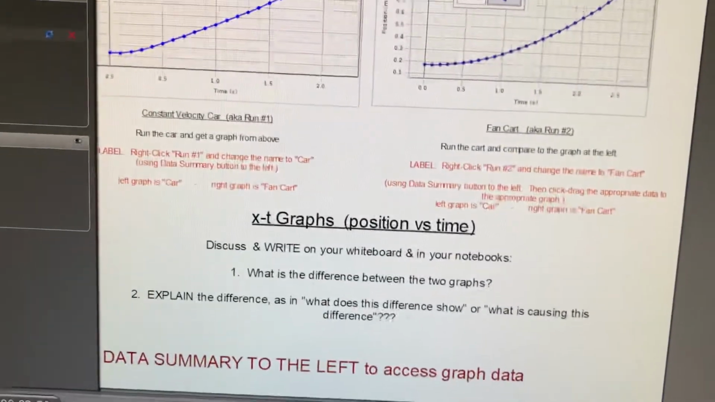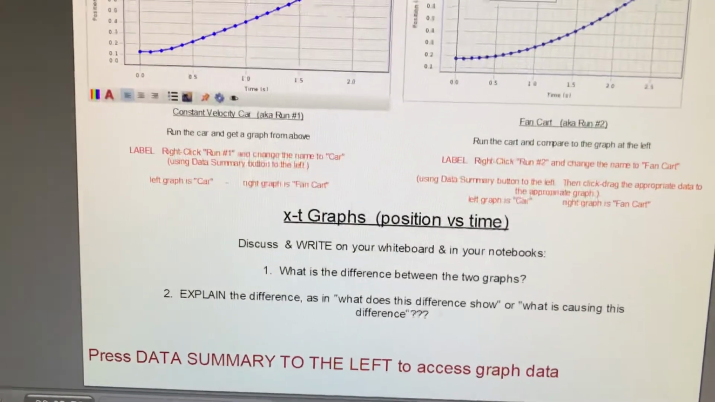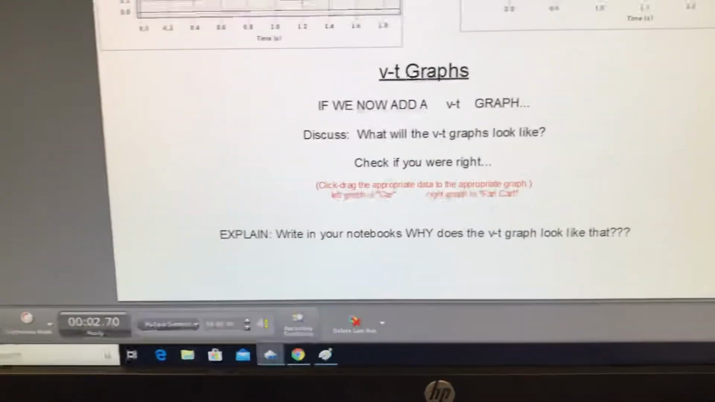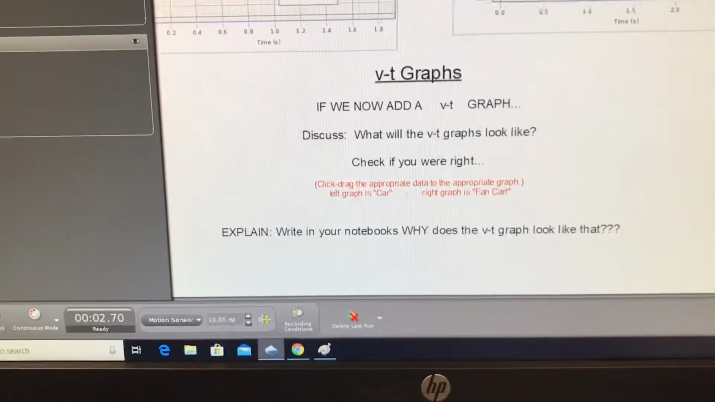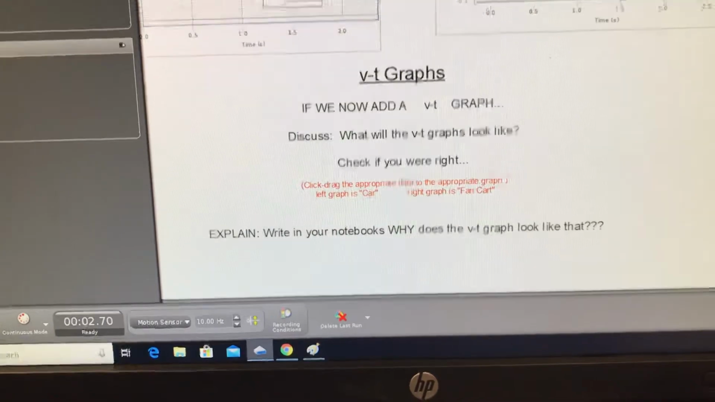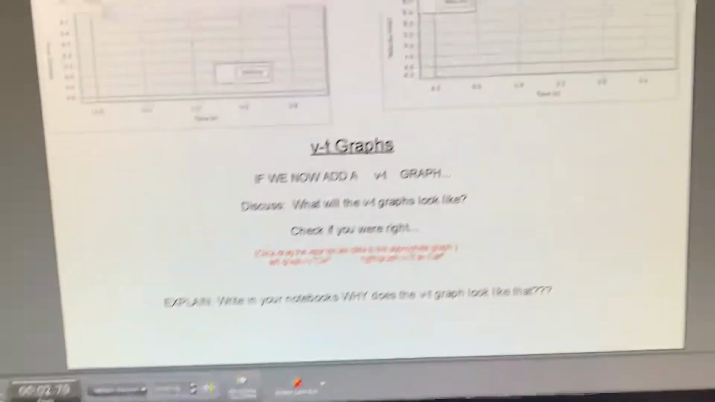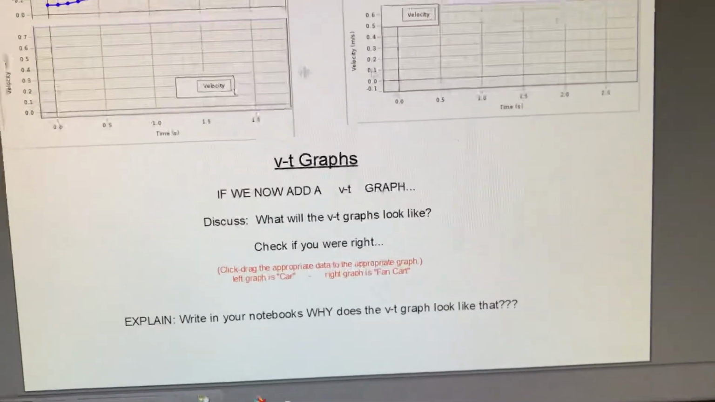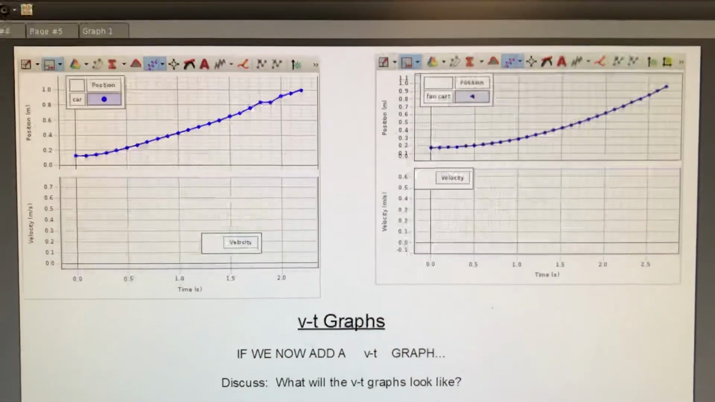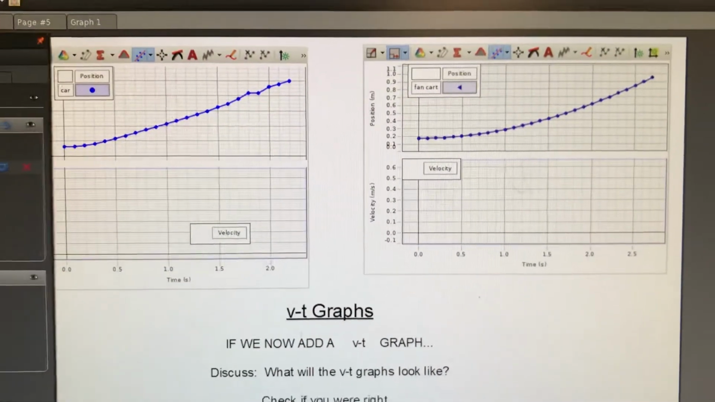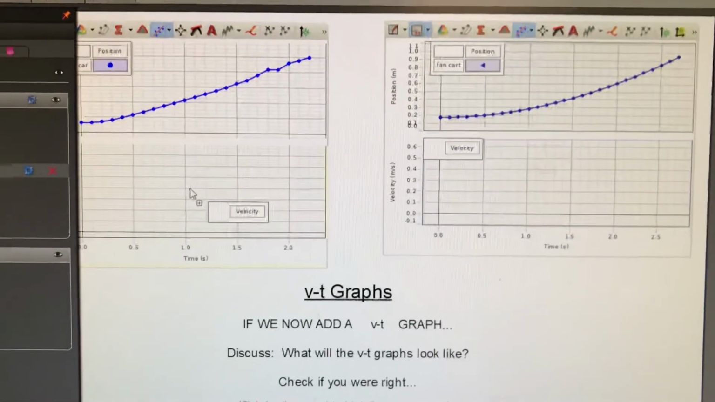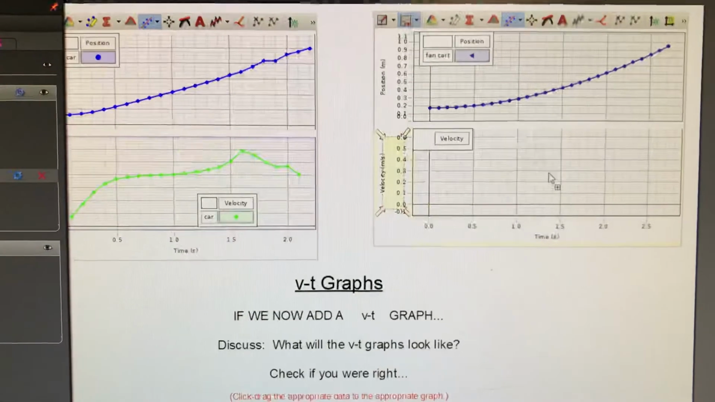So what is that going to look like on the next page when we look at a velocity time graph? So let's do the same thing, a VT graph. So I'm going to put the car on the top here, and I'm going to put the fan cart over here on the right, and so far this is the same thing we had last time. I'm going to add a velocity time graph here on the bottom. It's the same thing. Move the camera. I got to watch the camera and do this at the same time. So the car will be here, and the fan cart will be here.